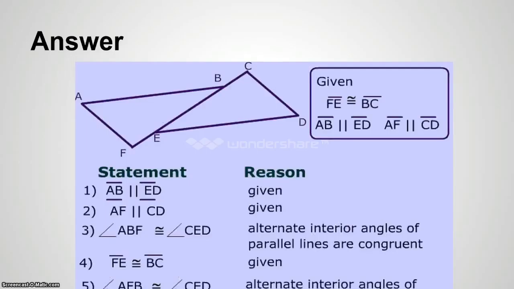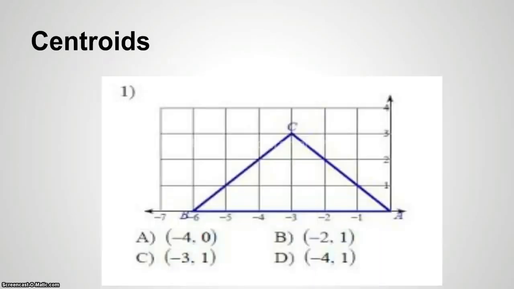Now we're going to use the rule that alternate interior angles of parallel lines are congruent, which gives us that angle ABF is congruent to angle CED. Now we can write our other given, which is line segment FE is congruent to line segment BC. And one more time, we use that alternate interior angles of parallel lines are congruent to give us that angle AFB is congruent to angle CED. And then the angle-side-angle postulate gives us that triangle ABF is congruent to triangle CED.